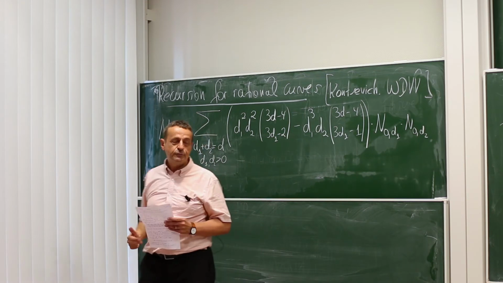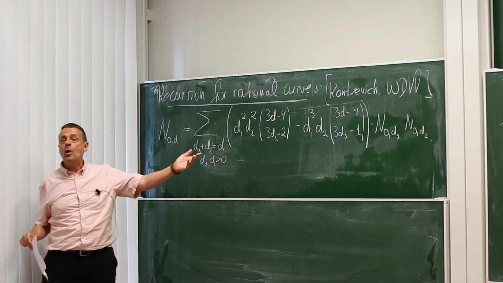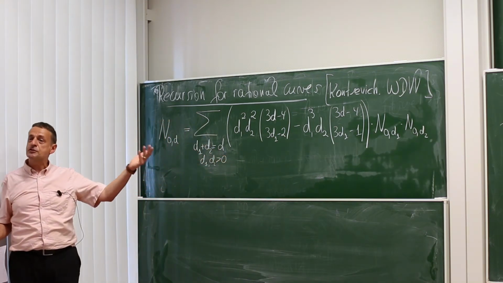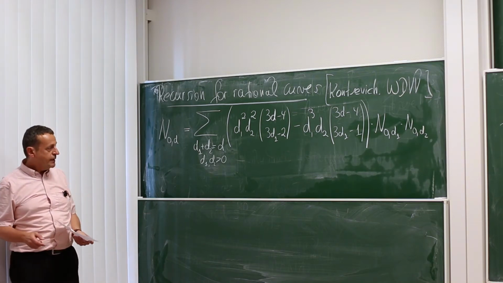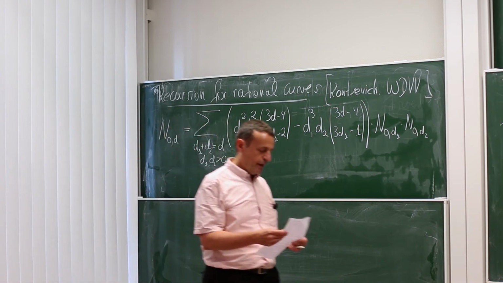Okay? Now that's a recursion, right? Because the d1 and the d2 on the right side are smaller than the d I'm computing. Okay? Let's do an example. Let me do a calculation for you.